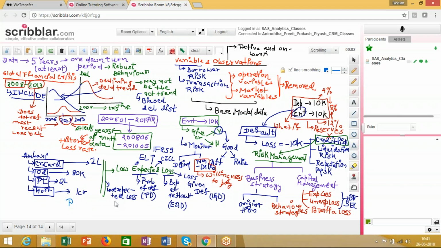So talking about personal loans, what exactly are personal loans? Personal loans are closed-end products, right? They are nothing but term loans.